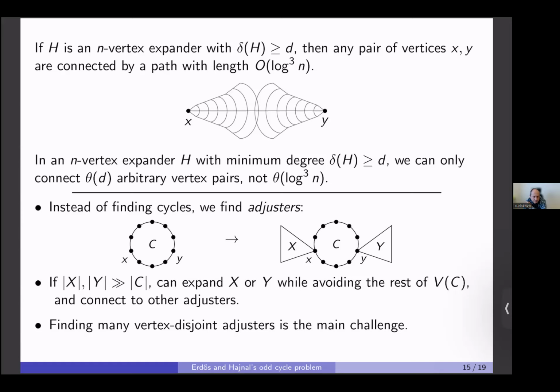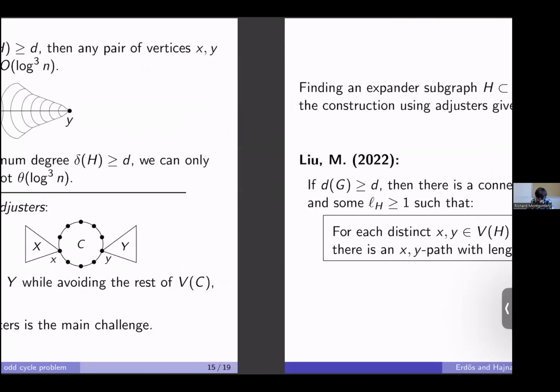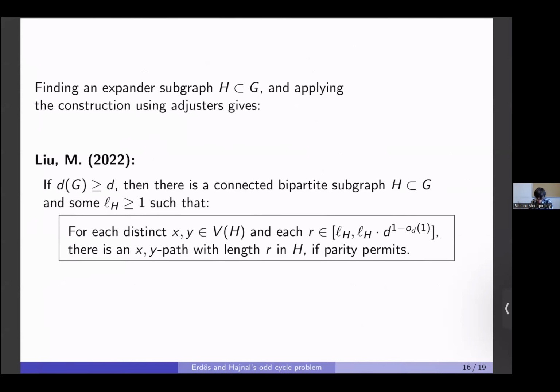Okay. So this was all about finding even cycles, essentially, so far. So here's how it can be applied to odd cycles. From all the work I was sketching out, we get a more technical statement here.